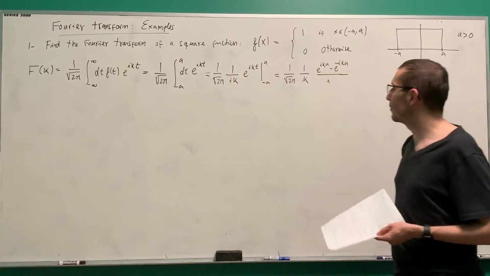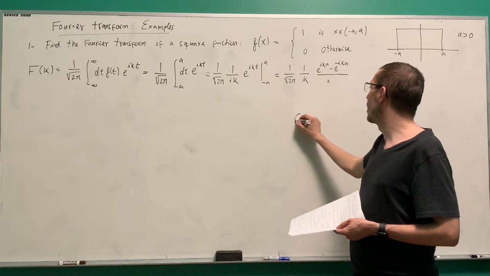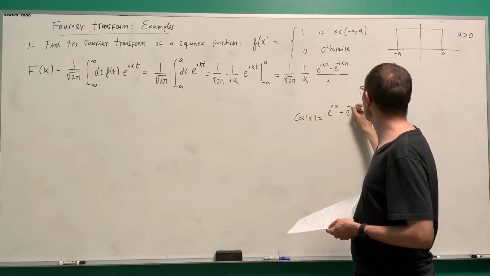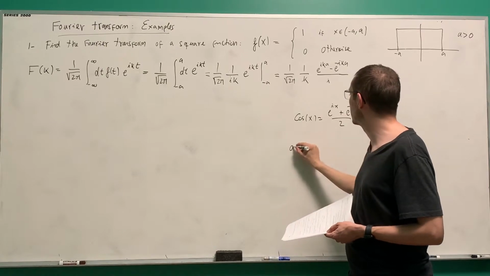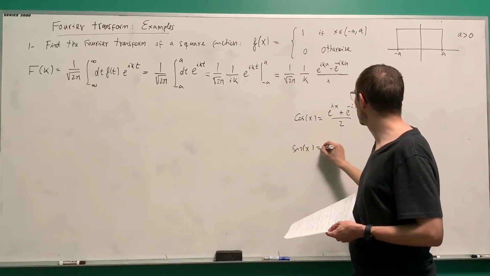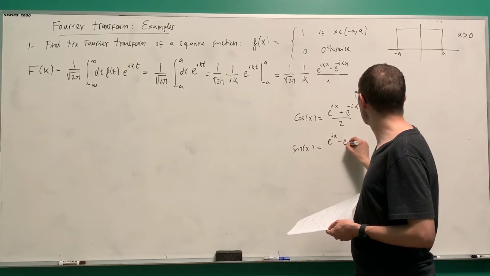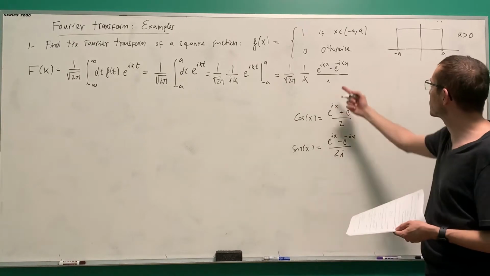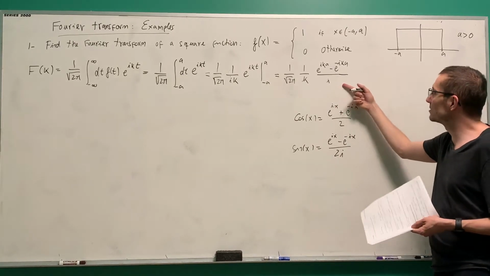All right. Now we recognize this. Remember, cosine of x is equal to e to the ix plus e to the minus ix divided by 2, and sine of x is equal to e to the ix minus e to the minus ix divided by 2i. Okay, well, this is almost the sine. In fact, it's twice the sine.